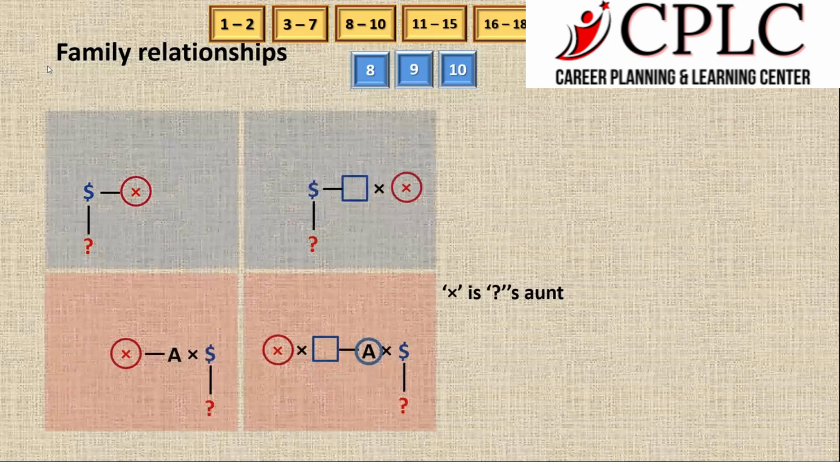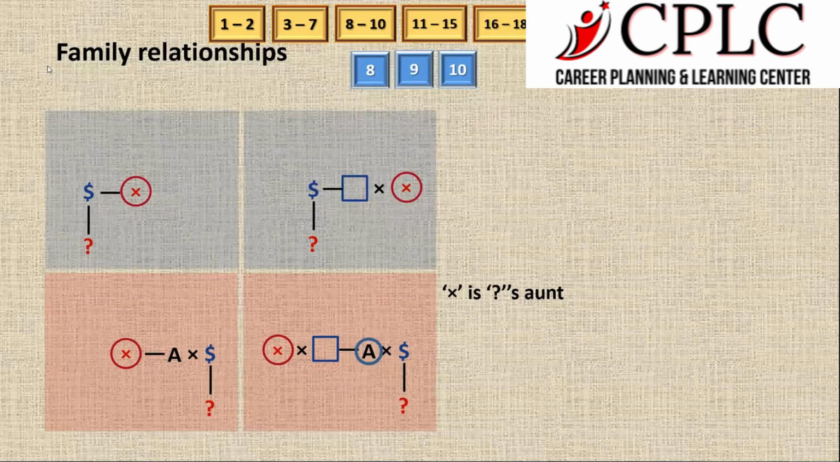Second, X is dollar's brother's wife. Dollar's brother's wife can also be called aunt of question mark. Then, dollar is married to a person and that person's sister is X. Hence, we can say that X is aunt of question mark.